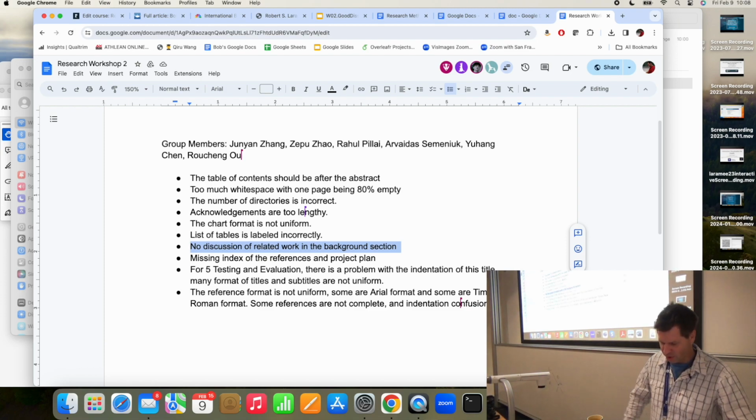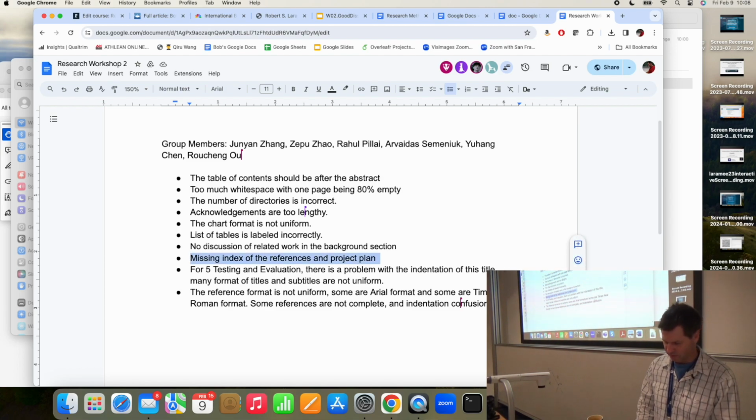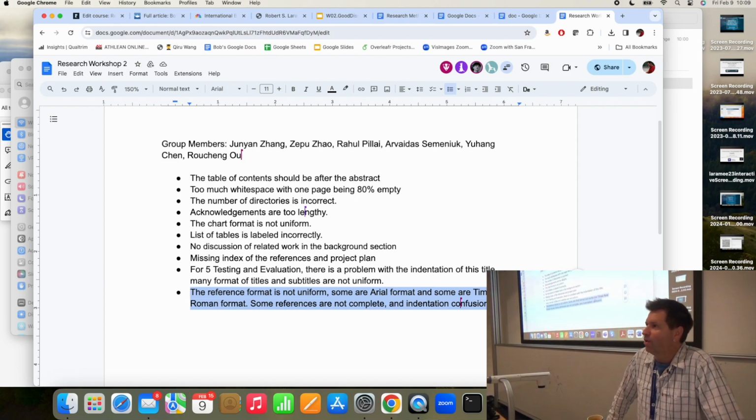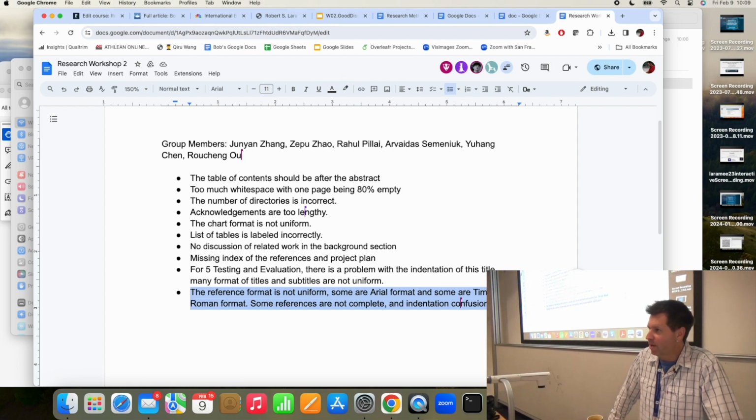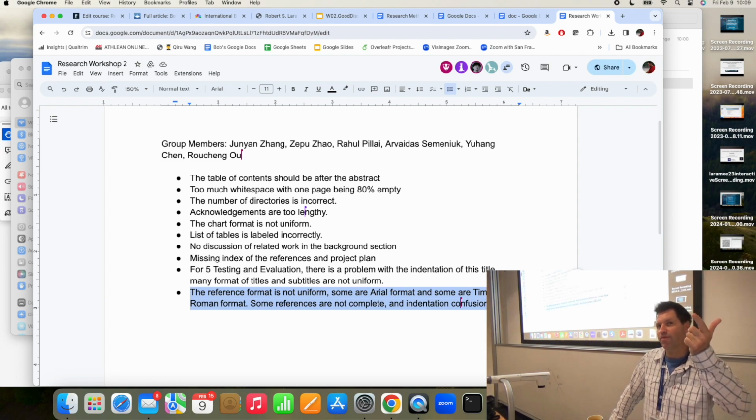Missing index of the references and project plan. Yeah, I think it would be nice if, there are clearly lots of problems with the references. Okay, this is a comment on the format, right? Yes, and there's a problem with the references. The references are something that all the supervisors check. All the academics check the references to see if they're complete, in the right format, and how they're ordered. They will subtract points if your references are incomplete, poorly formatted or poorly organized.